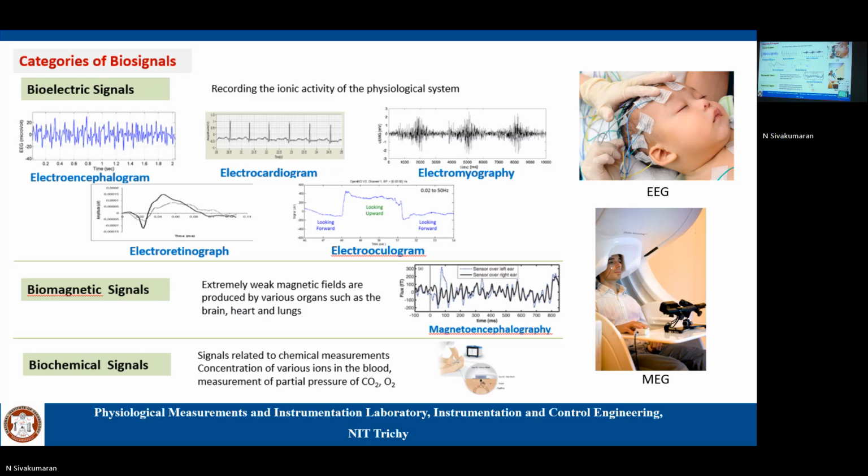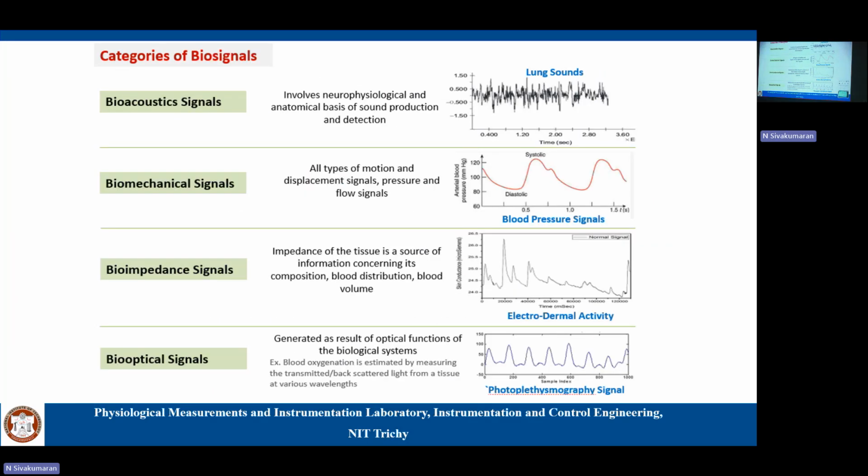Apart from this, there are biomagnetic signals like magnetoencephalography. This is another modality that gives information about the magnetic field generated in the brain. We also have biochemical signals and bioacoustic signals, and biomechanical signals. For biomechanical signals, you all would have known about inertial sensors, IMUs, which can be used for this.